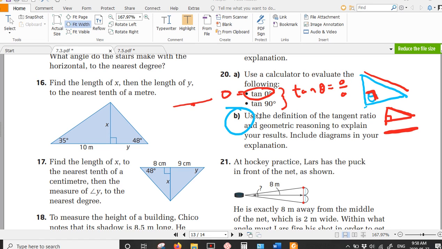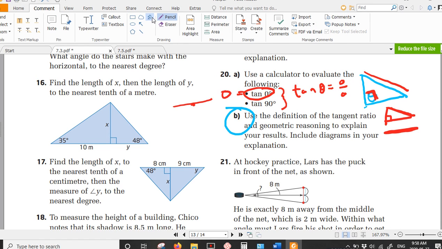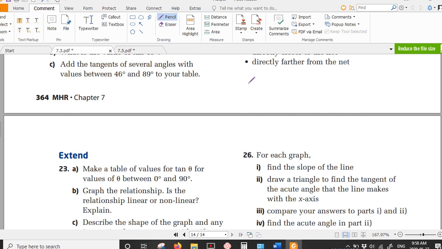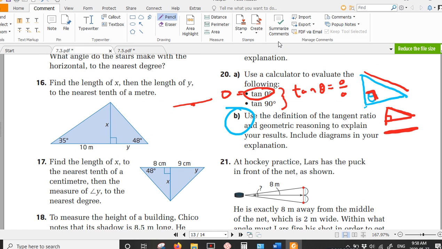All right, so I circled all the questions I think you were asking about. So I'm going to start from the top. Question 20 on page 364. Okay, so use a calculator to evaluate the following. If you typed in tan of 0, you would get 0. If you typed in tan of 90, you would get math error. You get no solution. Now it's asking us to think about this.